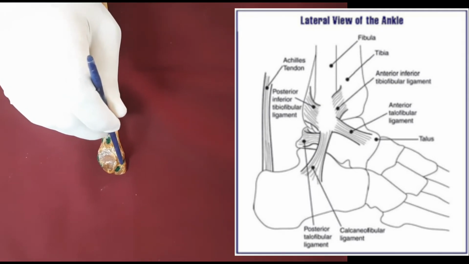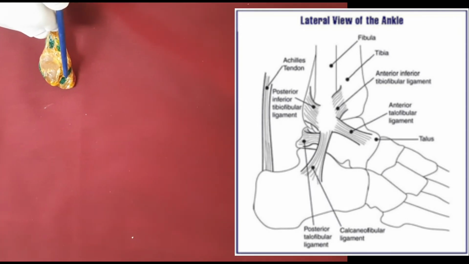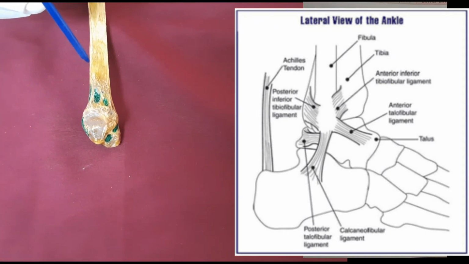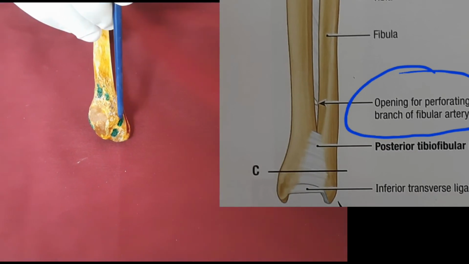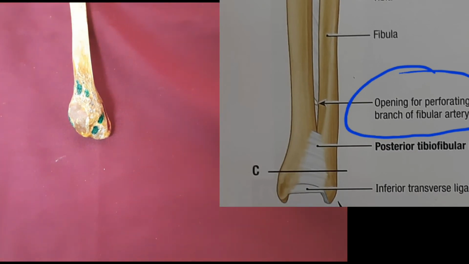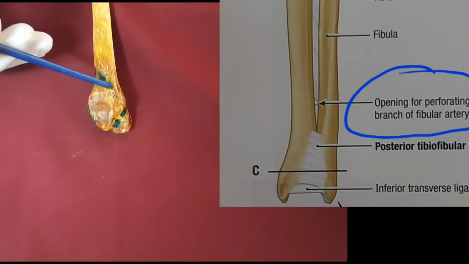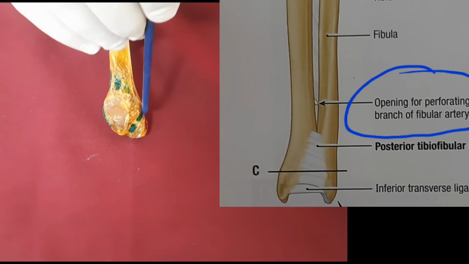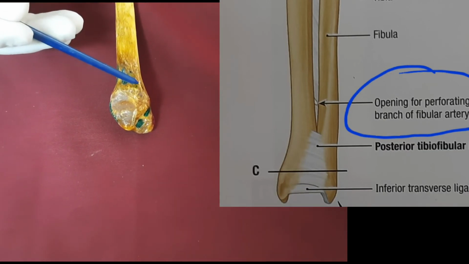Area posterior-inferior to the articular facet, so that is near the malleolar fossa. This will give attachment to the posterior talofibular ligament, and just above that there will be attachment of the inferior transverse tibiofibular ligament, that is nothing but the remaining part of this posterior tibiofibular ligament. Remember, inferior transverse tibiofibular and posterior tibiofibular ligament are the same one.